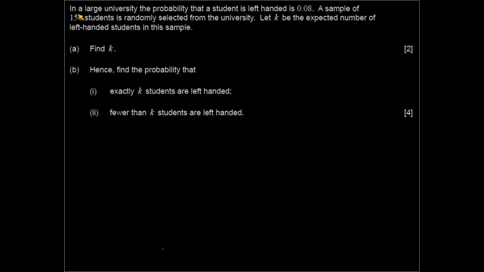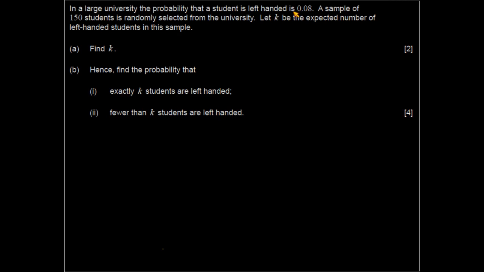Okay, this question says, in a large university, the probability that a student is left-handed is 0.08. It says a sample of 150 students is randomly selected from the university. Let K be the expected number of left-handed students in this sample. And then it asks us to find K. So we need the expected number.